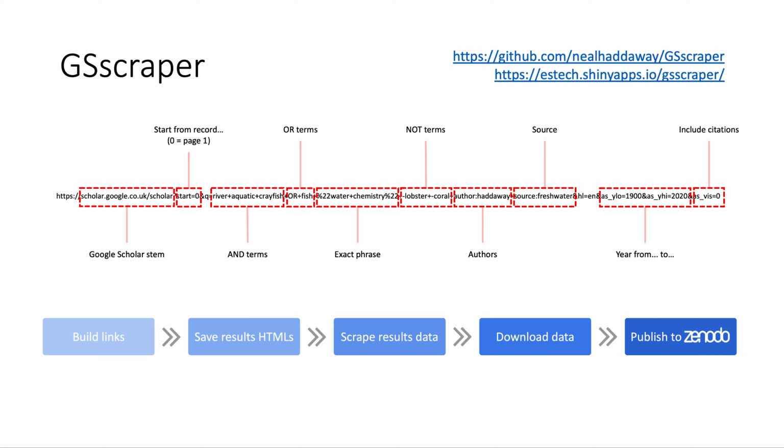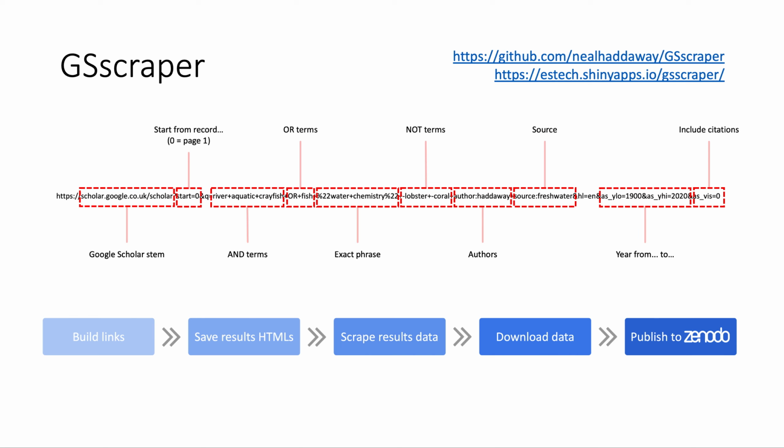And if you play around with the Google Scholar Advanced Search, you can see all of the things that you can put in, including authors, phrasing, whether to include citations or not, what the journal is that you want to search in, and years and stuff like that. And the way that GSscraper works is to first of all build all of these links based on the number of pages you want to search from and up to.